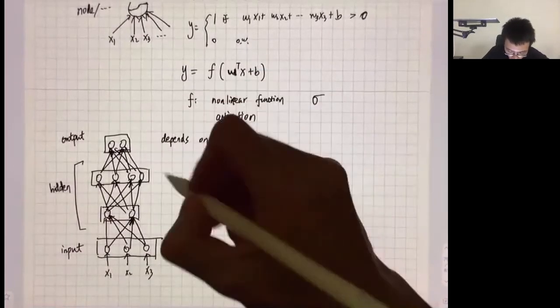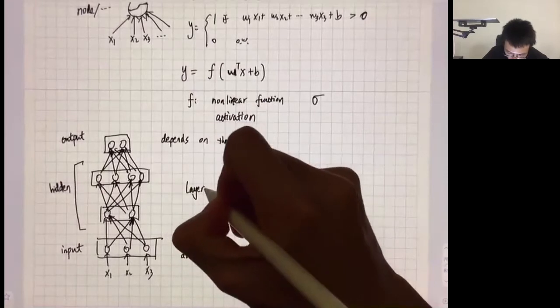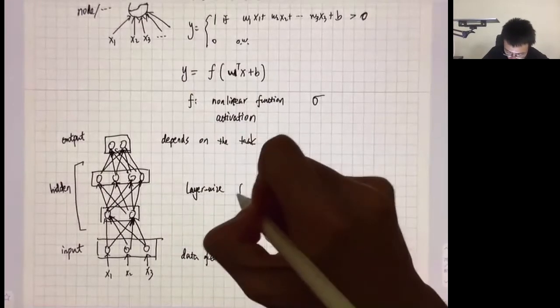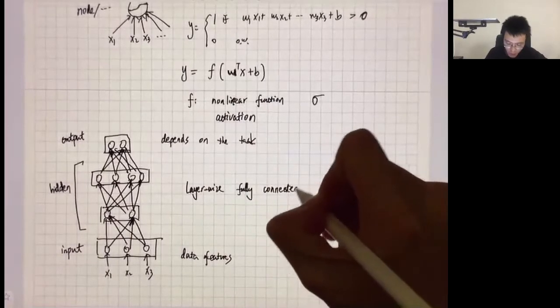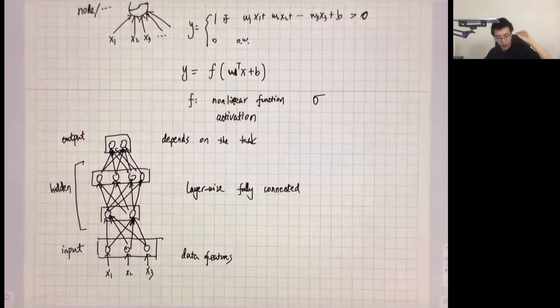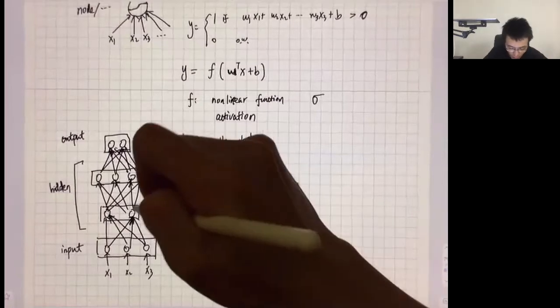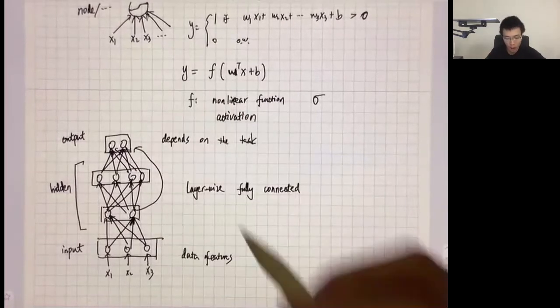So the hidden layers are layer-wise fully connected. Okay, which means the output of a lower layer is the input of every node in the upper layer, and vice versa. You know, the input of a node in the upper layer is all the nodes in the lower layer, right? But there's no connections of nodes within a layer, okay? And there's no skipping connections. For example, I have a connection like this. We don't have that connections.